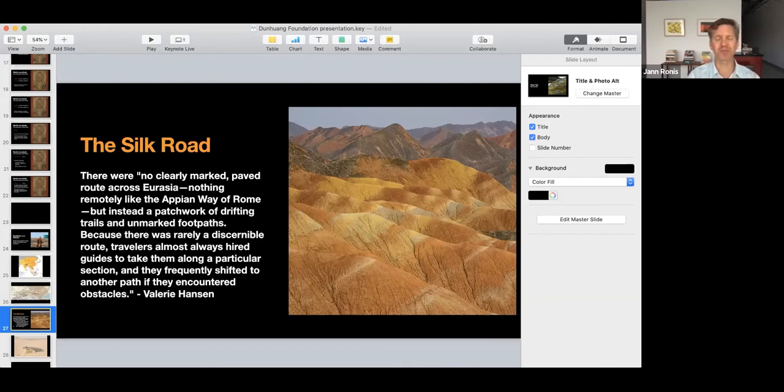It doesn't sound too substantial or permanent. Because there was rarely a discernible route, travelers almost always hired guides to take them along a particular section, and they frequently shifted to another path if they encountered obstacles. So, in other words, the Silk Road was highly trafficked, but every caravan or every small group of travelers was pretty much on their own, bushwhacking it and making it up as they went along, reacting constantly to the weather, the terrain, to bandits, and the availability of food and so forth. And so there were these different trails, but these meandering trails definitely converged at oasis towns. And for us, the foremost oasis town, of course, is Dunhuang.